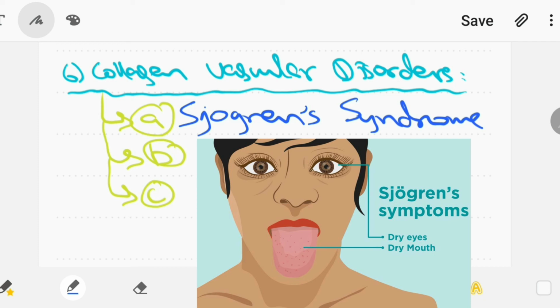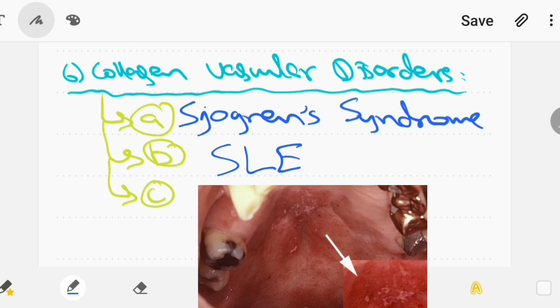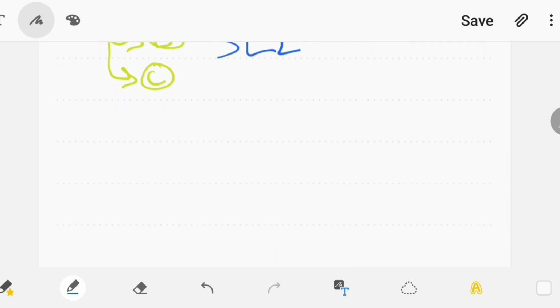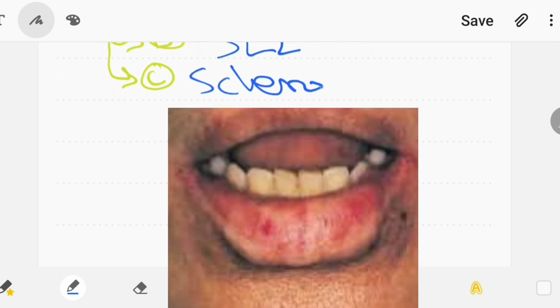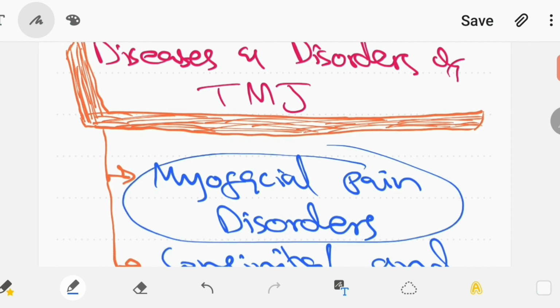Another type of collagen vascular disorders is the systemic lupus erythematosus, which is also an autoimmune disorder characterized by butterfly rash, fever, rheumatoid arthritis, and it is diagnosed with high ESR, positive ANA, and the false positive VDRL. The third type of collagen vascular disorder is the scleroderma. It is also an autoimmune disorder with gradual muscle and joint pain, tightening of skin, and limited jaw expansion with pain. So from diseases and disorders of TMJ, I have discussed the myofascial pain disorders in this video.